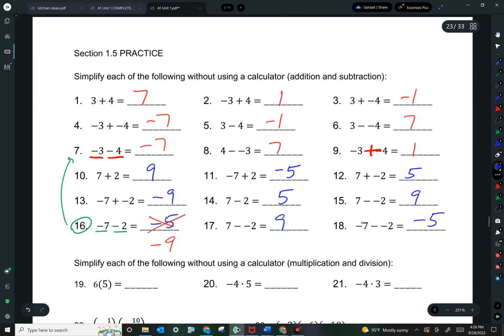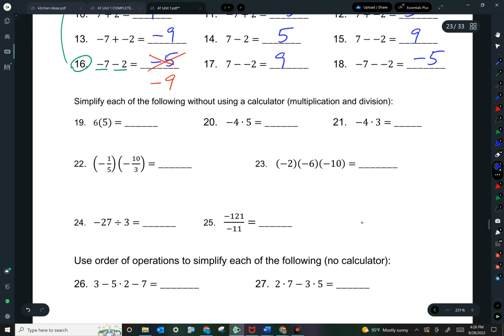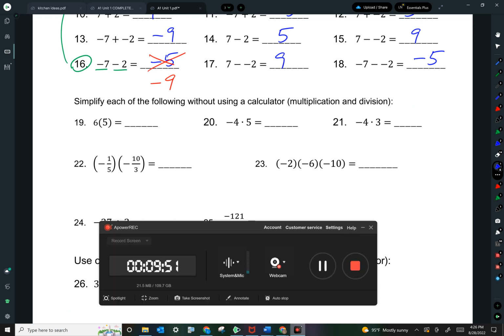Okay, so maybe just a little bit more practice. Maybe you try all of 19 through 25 and see how you do, and then pause the video and compare answers.